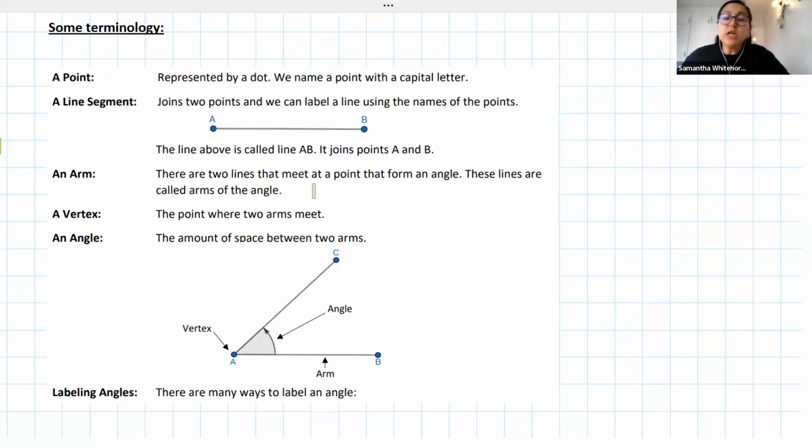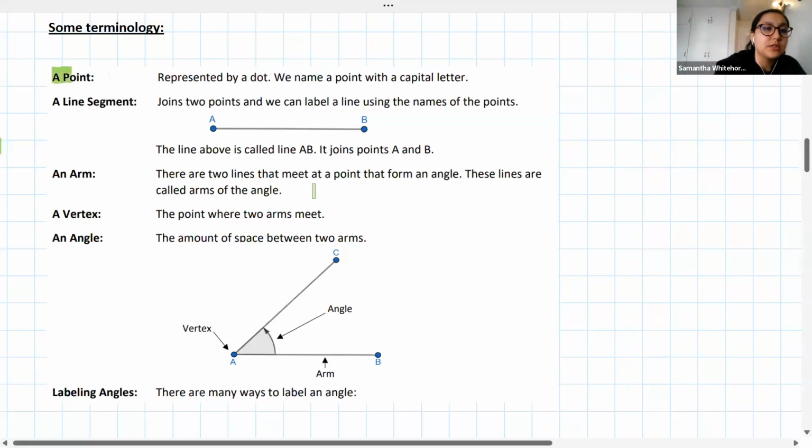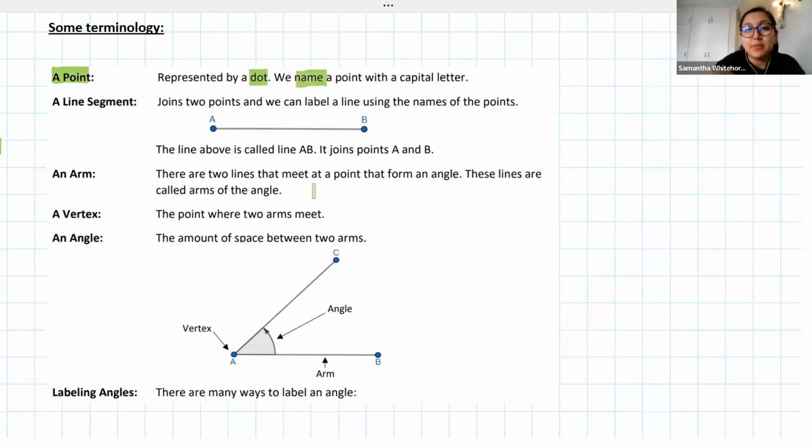So the first term that we need to know is a point. Now, guys, this is important because a point is represented by a dot, and that point gets labeled with a capital letter. So whenever we are looking at a diagram, when we see capital letters, that is a label for a point. When we start working with shapes, we are looking at the points that make up the perimeter of our shape, the vertices. So when I say point A, I'm talking about a specific point that we are working with.